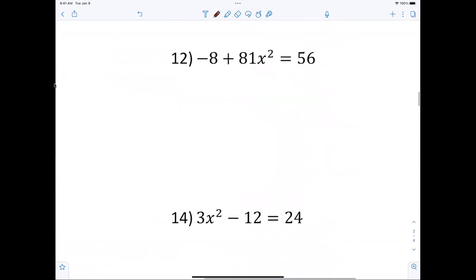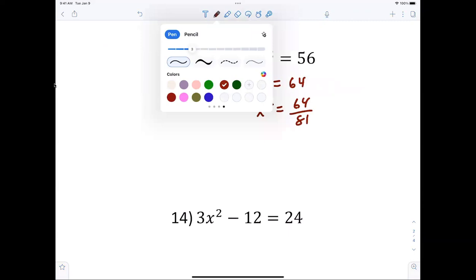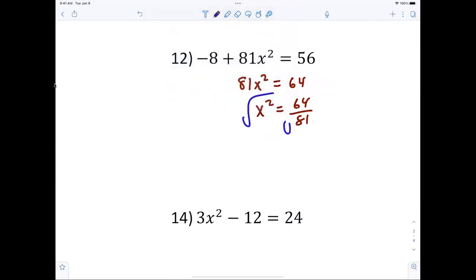All right, let's go over 12 for Mr. Capping. All right, so we're going to add 8. So I have 81x squared equals 64, right? x squared equals 64 over 81. And now we're doing what? Taking the square root. So x is equal to plus or minus, square root of 64 is 8, square root of 81 is 9. You with me on that?